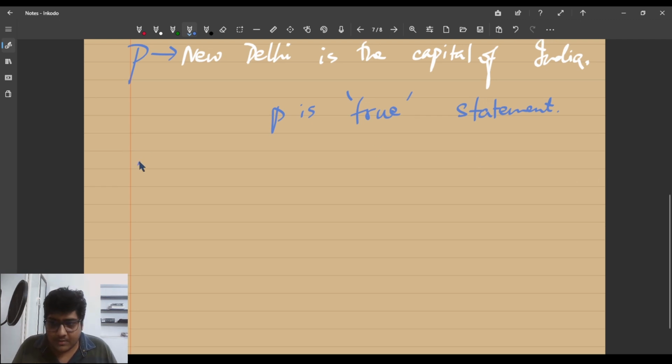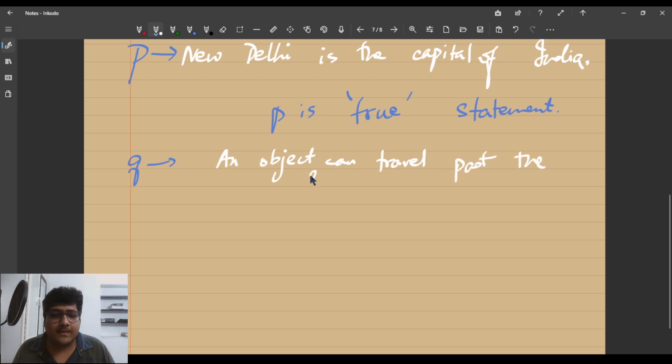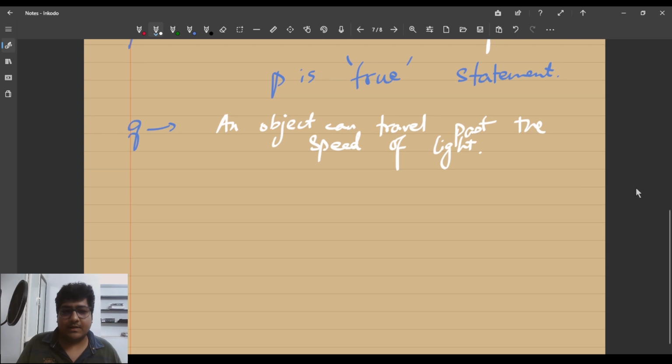One other example would be, I'll call it Q: an object can travel past the speed of light. Is this a statement? Throughout my lecture series, I'd encourage you to pause the video, think about what I'm saying, and then come back to the video and continue. So think about this, think about your answer, and then play the video and we'll see.